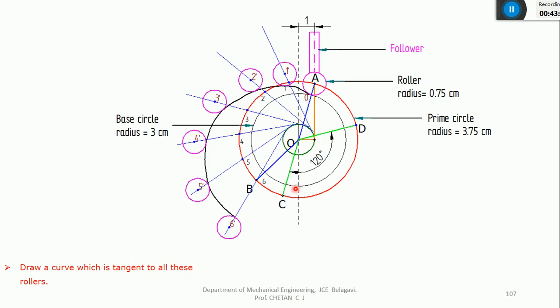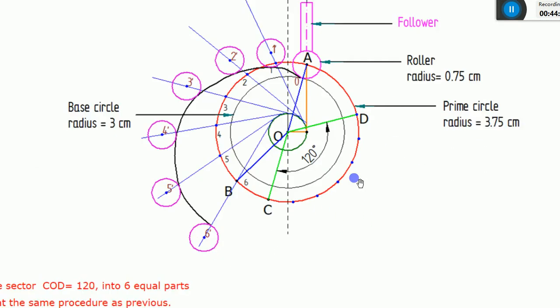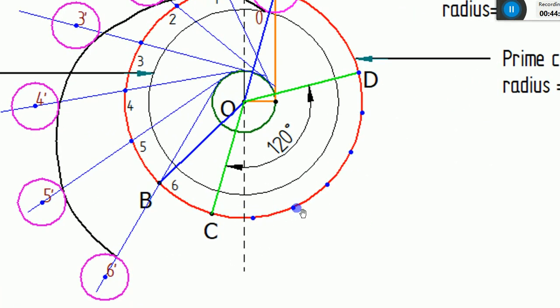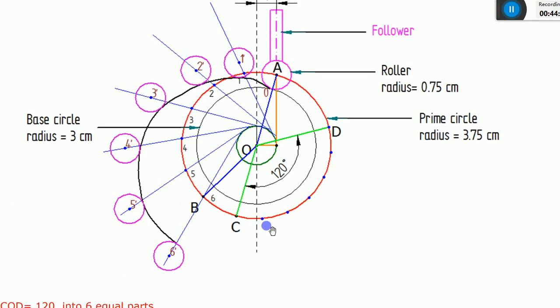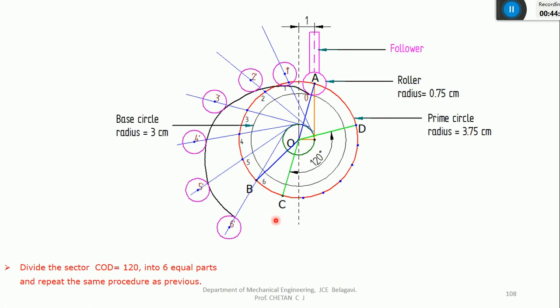And in a similar manner, I'll divide this return stroke angle, that is C to D. I'll divide this circumference of this prime circle between point C and point D into 6 equal parts. The total angle covered is 120. 120 by 6 is 20 degree each. So I'll indicate all these divisions on this prime circle only, not the base circle. After that, I'll give the naming, that is 6543210. So this again, I'll start from here itself, 6543210.